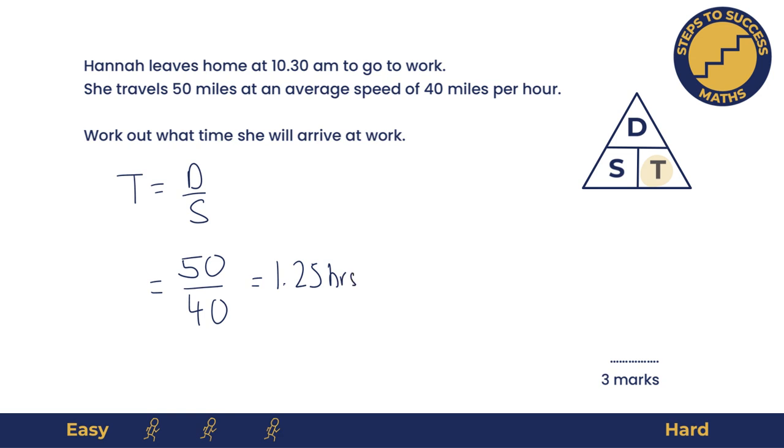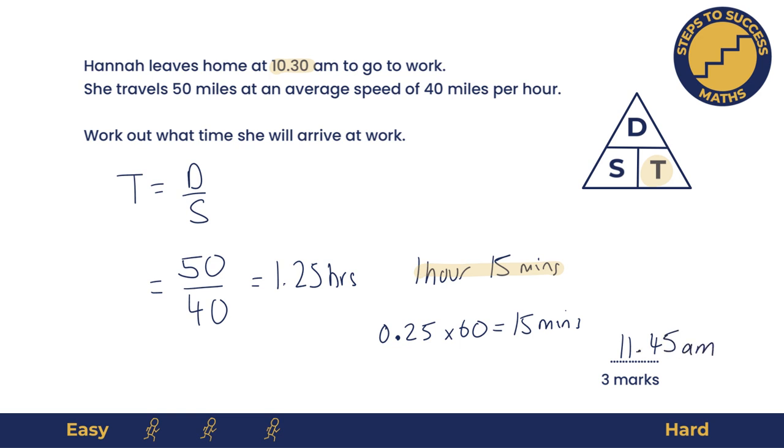Now we want to put that into something we understand. So 1 hour and 0.25 of an hour. And an hour is worth 60 minutes. So 0.25 times 60, we'll put it into minutes. So that's 15. 1 hour and 15 minutes. So from 10:30, add on an hour, 11:30, add on 15 minutes. 11:45 a.m. Don't forget the a.m. to make sure you get the full marks.